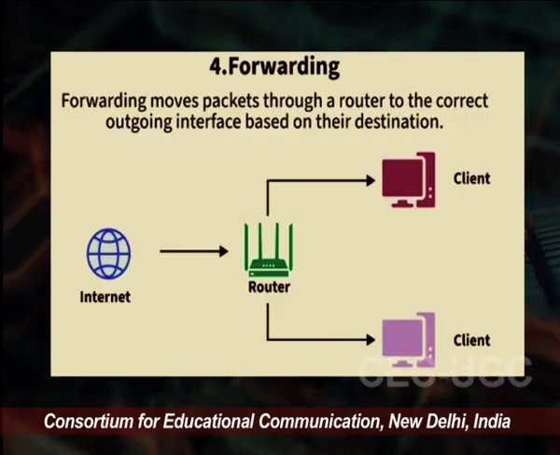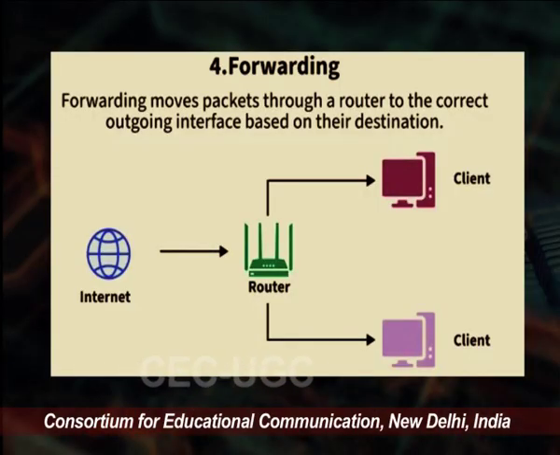Moving further, the next functionality of the network layer is related to forwarding. When I am saying forwarding, here we have a couple of terms. One is forwarding, then we have flooding, and then we have a term known as routing. We will be looking into all these terms. Forwarding means moving the packet through a router to the correct outgoing interface based on its destination.